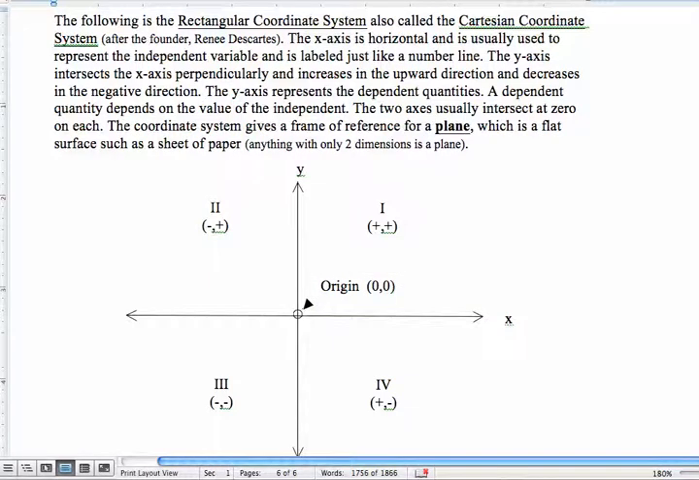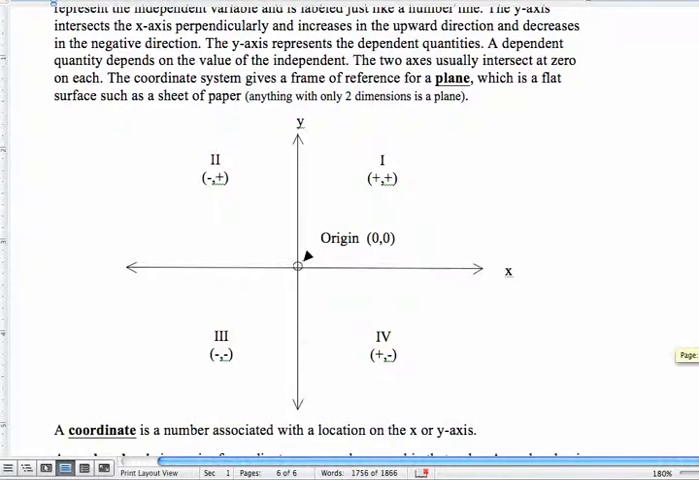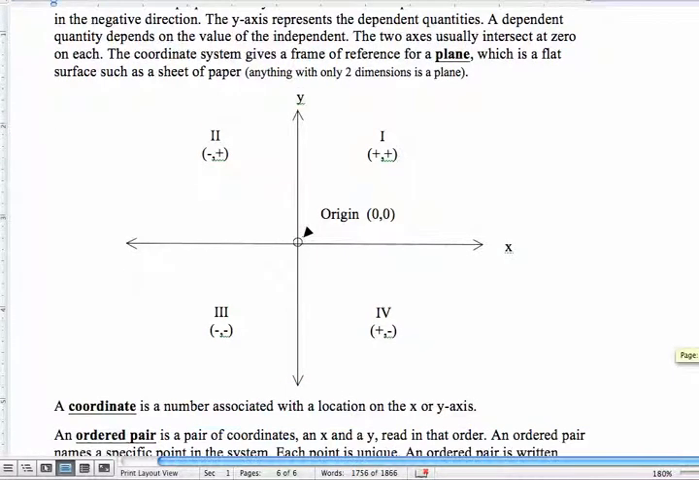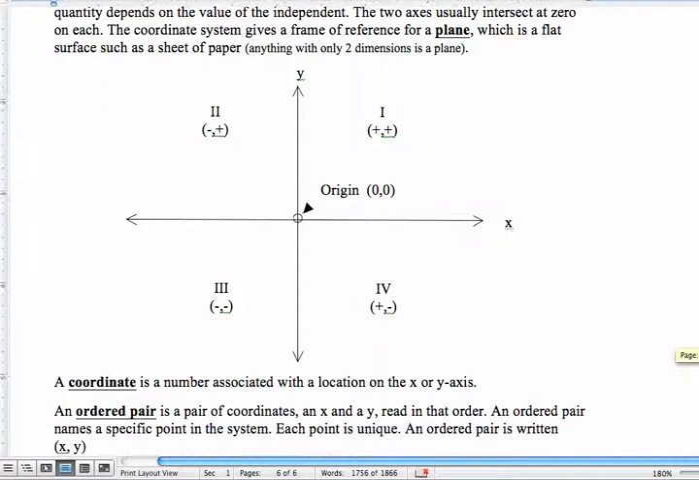Now it's important to realize that one of the purposes of a coordinate system is giving a frame of reference for a plane, which is just a flat surface such as the sheet of paper. But we can see coordinate systems used in things like the longitude and latitude that's mapped across our entire world, so we can find locations on the world quite easily. Now, you don't think of the world as being flat, but it certainly is.